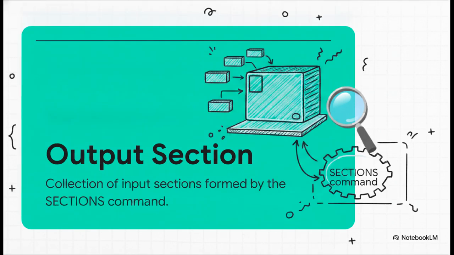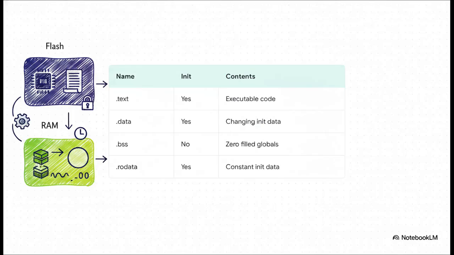Next is the output section. This is the finished boxed-up product. It's a collection of one or more of those input sections, and it's formed entirely by the rules you write in the sections command. The linker bundles the widgets into the output section, making them perfectly ready to be placed permanently onto the shelf. So, the absolutely crucial point here is understanding how different types of contents require different destinations.